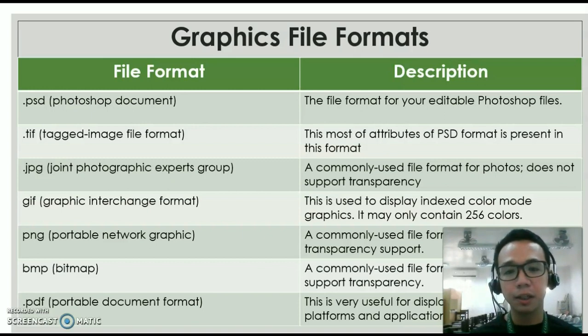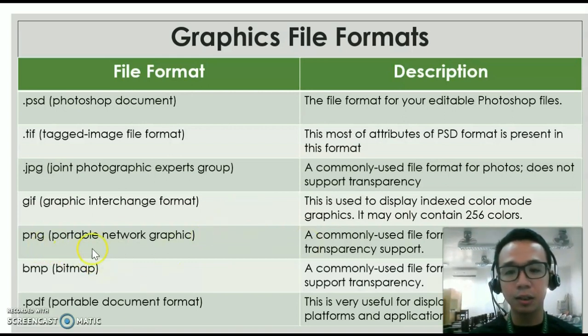And next, we have the GIF, or Graphic Interchange Format. This is used to display index color mode graphics. It may only contain 256 colors. I know you are all familiar with a GIF. These are images that are moving. You can check on your Messenger, you just have to check your GIFs, or when you are going to make a story on your Messenger or Facebook.